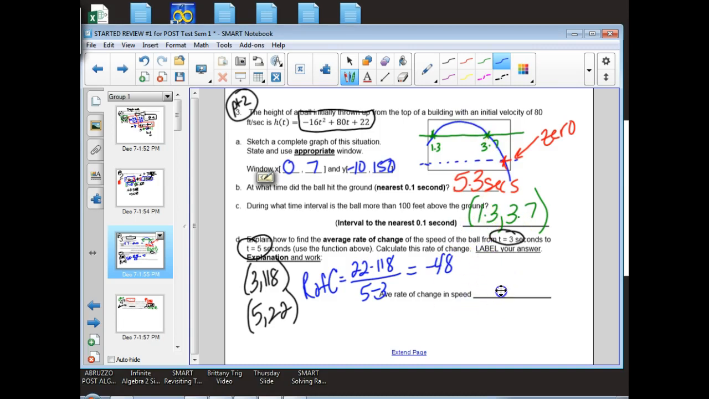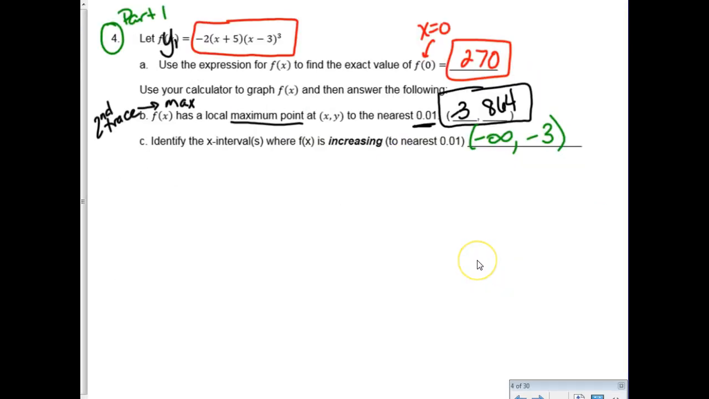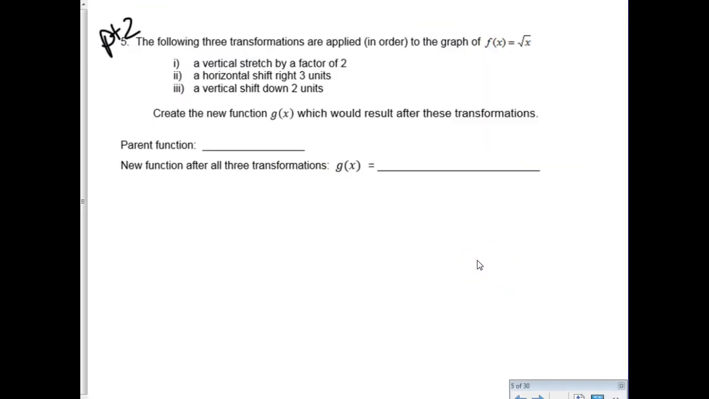Kind of. So you're going to label it, of course, guys, negative 48, or dropping. You can say 48 feet per second. Make sure you get that label in there. You are pre-calc, and I expect that from you. All right, moving along. We already did number 4 because it was on part 1.